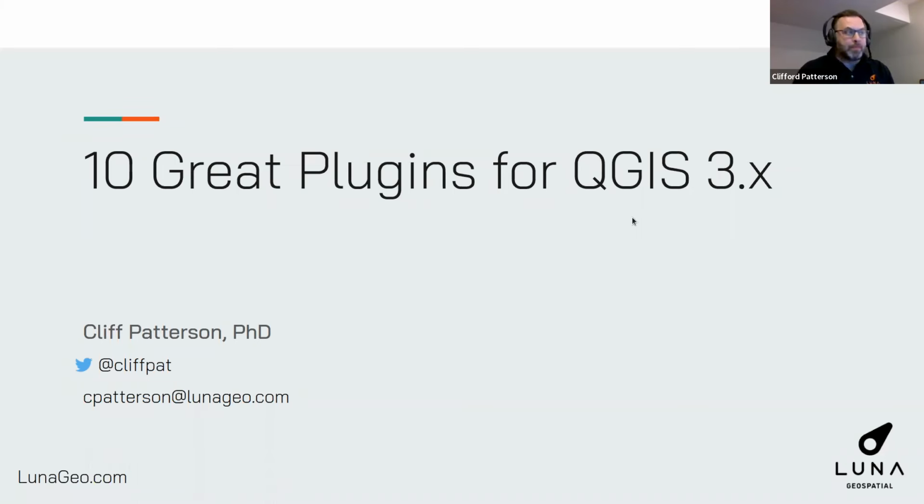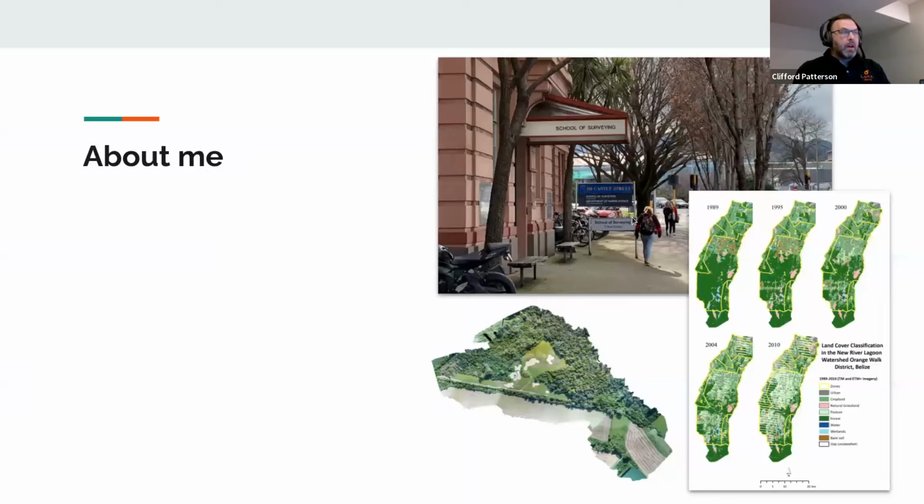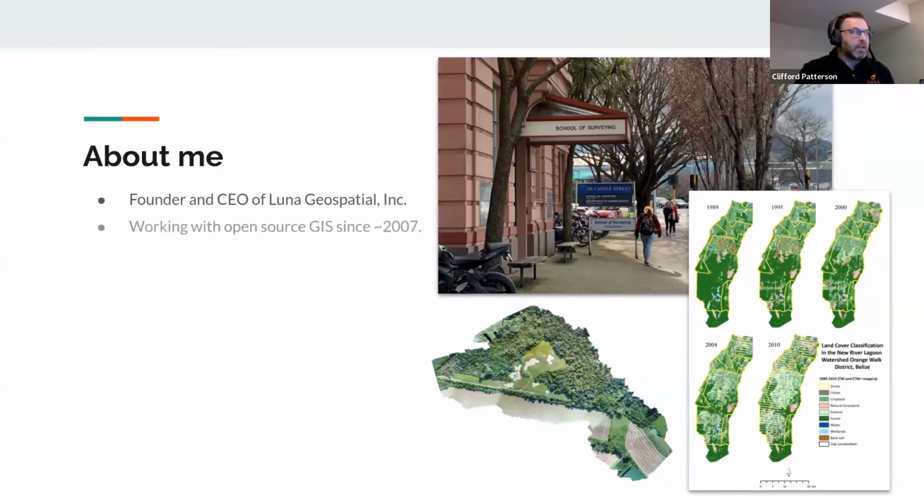So a little bit about me. I am the founder and CEO of Luna Geospatial, and I'll tell you a little bit more in a sec about what we do at Luna. I've been working with open source software since about 2007. I started doing some spatial statistics way back in the day. I was doing archaeology at the time. I was using programs like GeoDA, if anybody has ever used that before. And I quickly found QGIS around that time and just started falling in love with GIS from then and there.